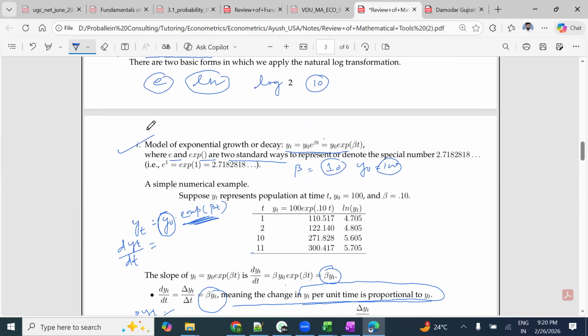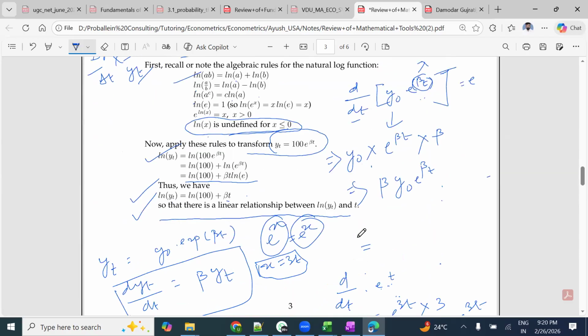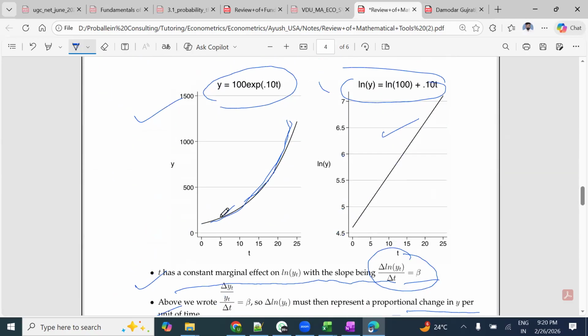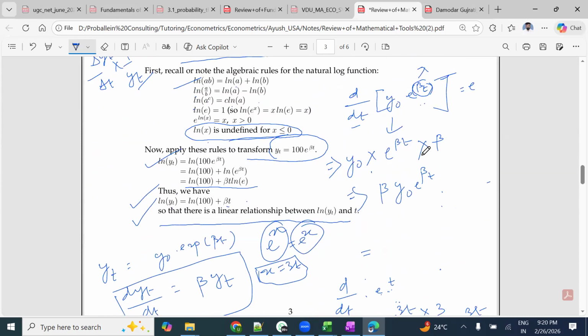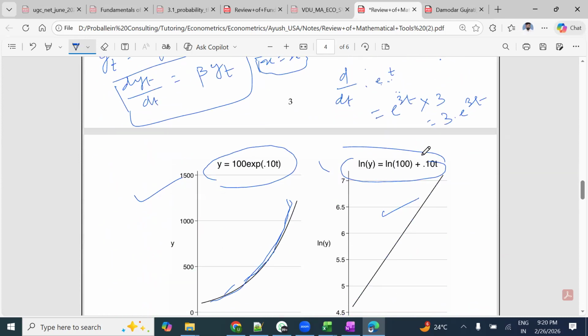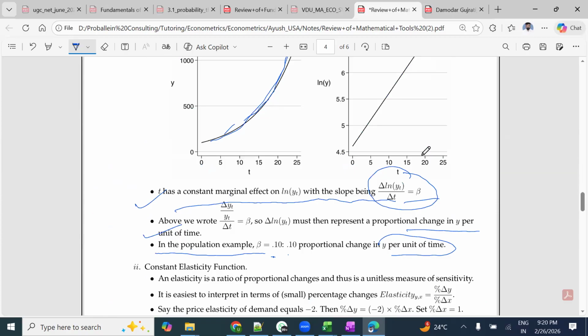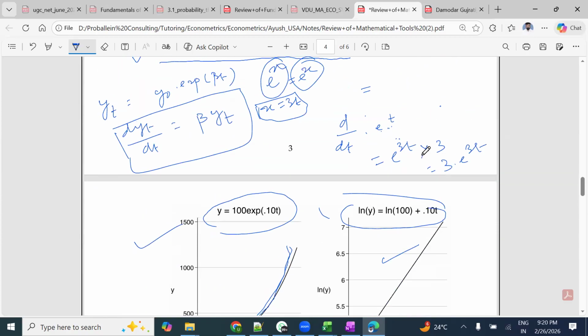First model is model of exponential growth or decay. This model you have to use Excel and you have to show me this graph and this whole concept: how the slope without transformation is not constant, and how after the transformation it is constant. Sir, can you explain after transformation what is actually happening?